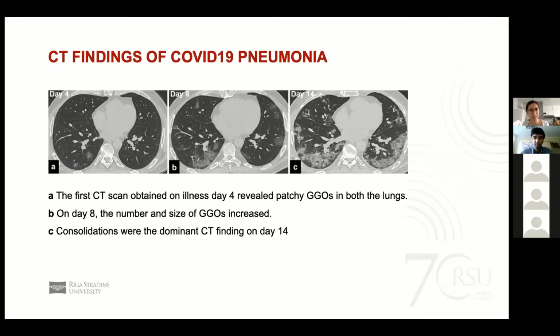And on day 8, the number and the size of ground glass opacities increase. As you can see how it looks, it looks more like a light grayish area, more even in color. And in picture C, which is basically day 14, after 2 weeks, we can see the consolidation is dominant, and you can see it's more patchy, whitish, a little uneven in color.